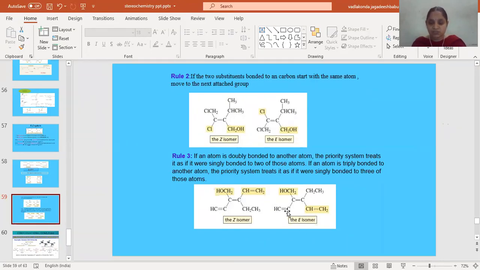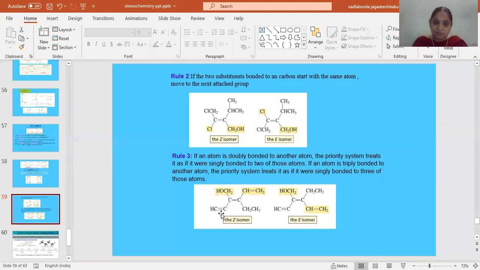And here you can observe, when we are having the double bond and triple bond, as I said you, carbon-carbon double bond will be given highest priority. Triple bond highest priority, then double bond, then single bond. So here single bond and double bond. So double bond will be given highest priority.